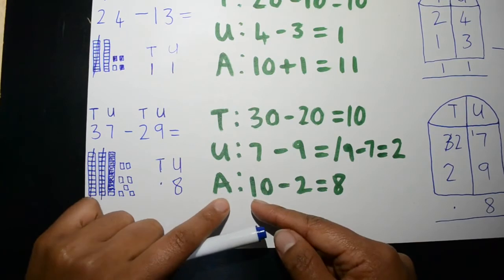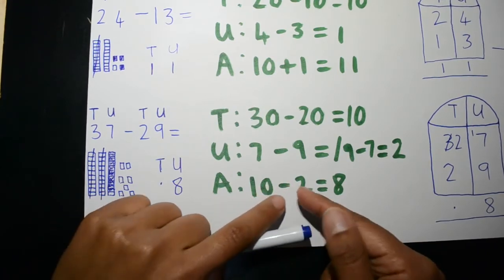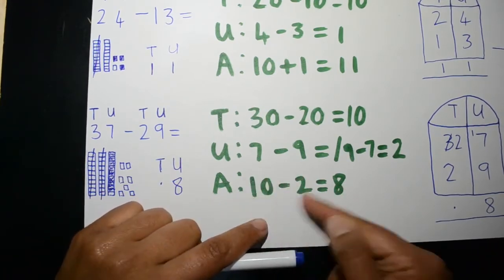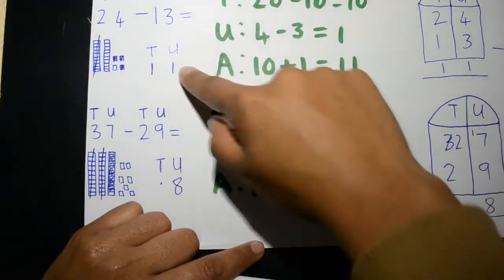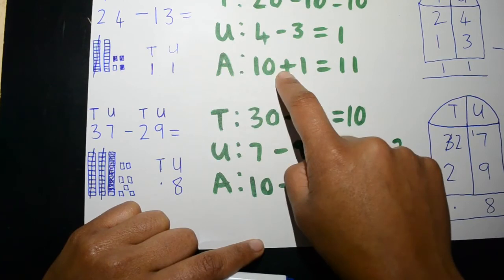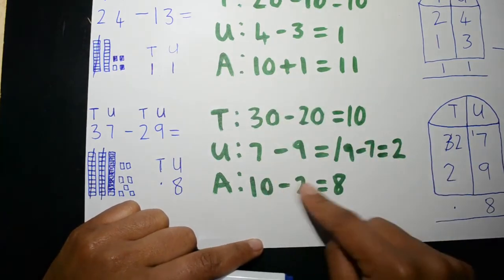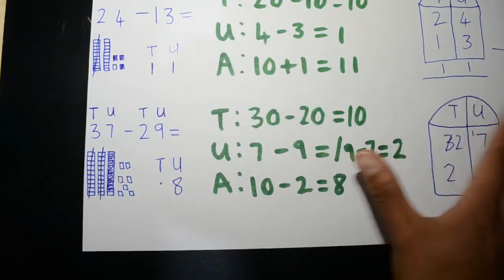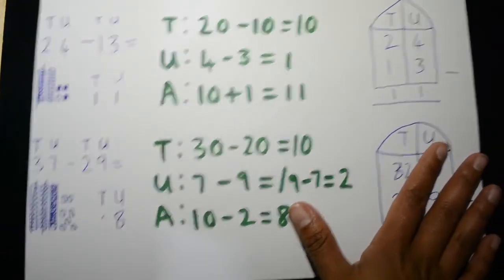And then I put my answers. 10 minus 2 is equal to 8. Remember this, and this is only with minus, is where you have to either change it to the plus or the minus. That will give you the right answer, and that's just something you have to remember, guys.